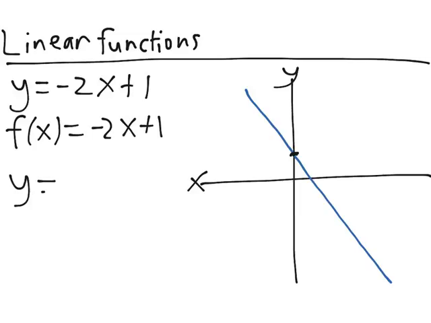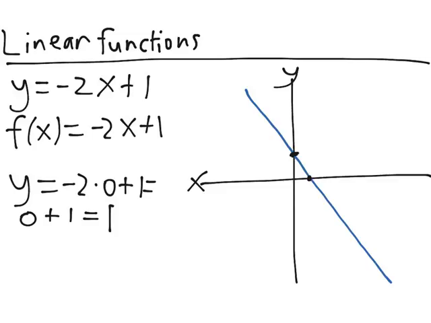So y is equal to minus 2 times 0 plus 1, which is equal to 0 plus 1, which is just 1. Notice I've indicated on the graph this point 0, 1, where the y-axis intersects the line. Similarly, the x-intercept is the x-coordinate of the point where the x-axis intersects our line, which would be right here.